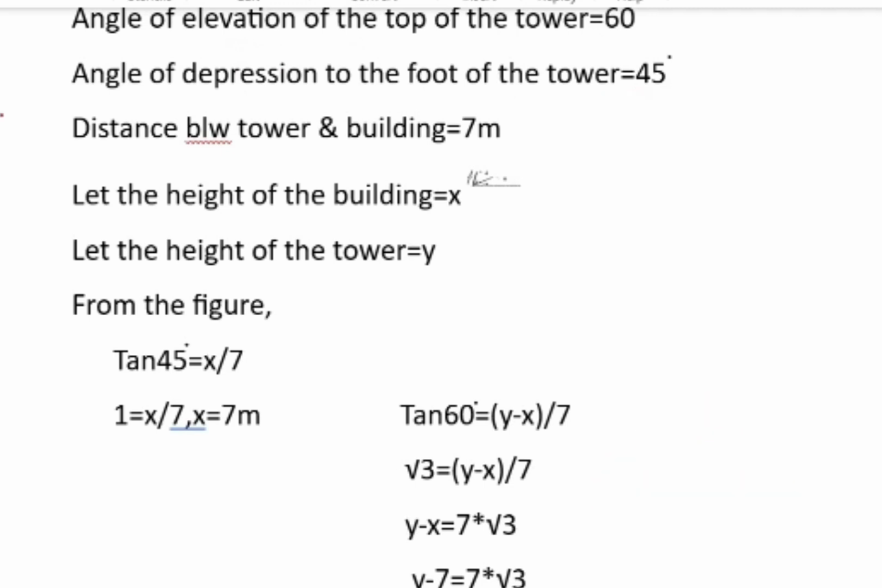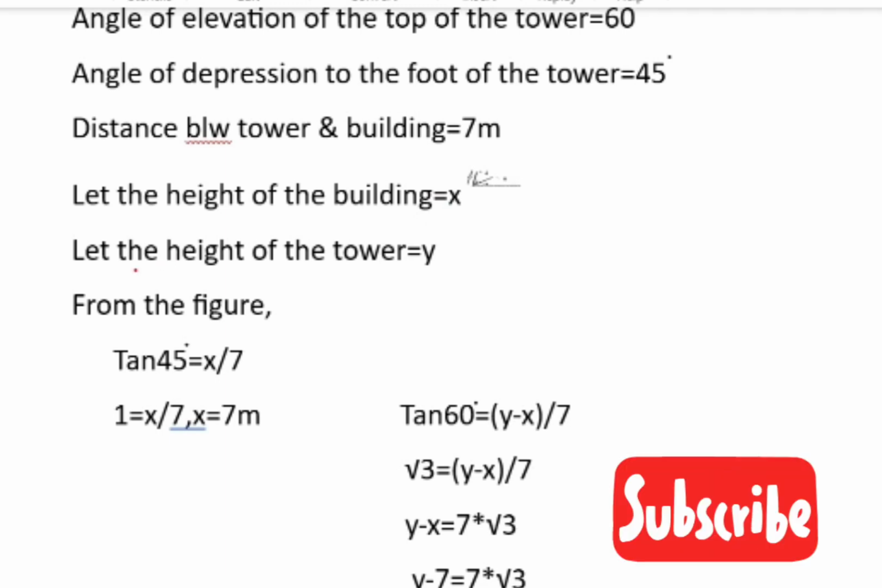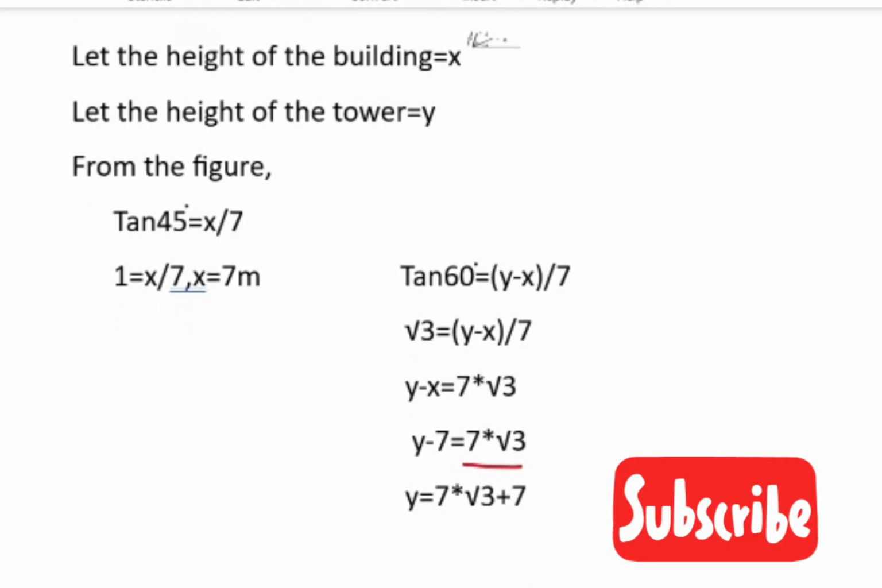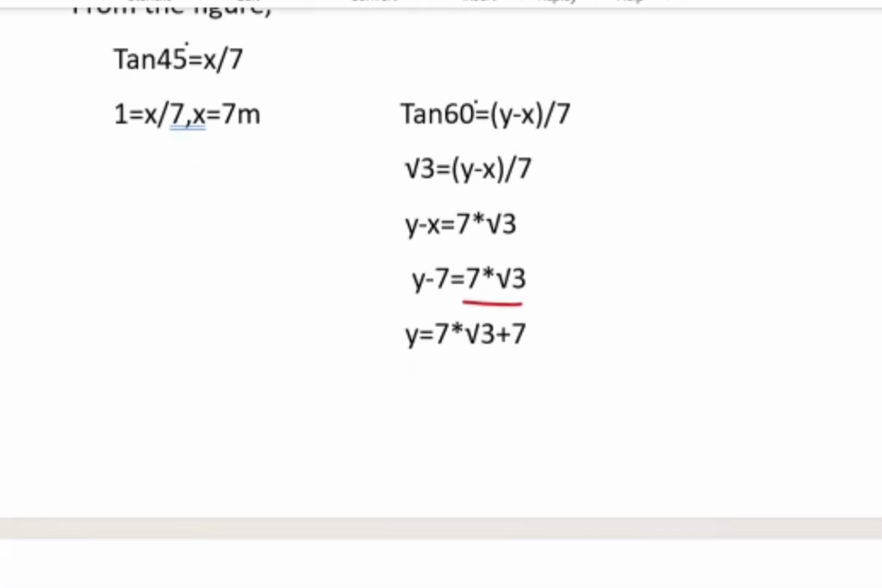Tan 60 degrees is equal to y minus x by 7. Tan 60 degrees is root 3. So root 3 is equal to y minus x by 7. Y minus x is equal to 7 root 3. Y minus 7 is equal to 7 root 3. Y is equal to 7 into root 3 plus 1.